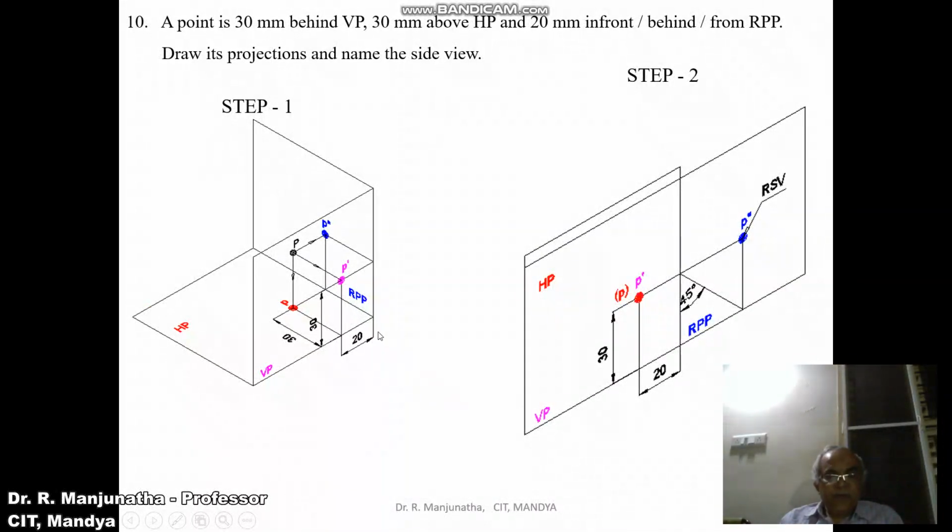When you look from the front view, we can see the distance above HP, which is equal to 30 mm. So that image is going to fall on the vertical plane. So that distance is 30 mm.